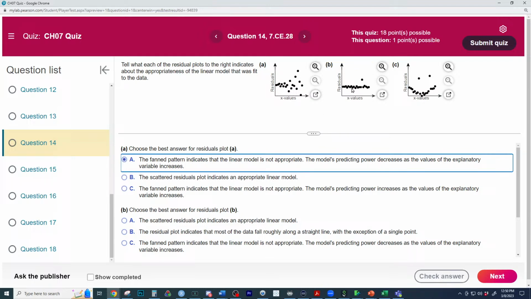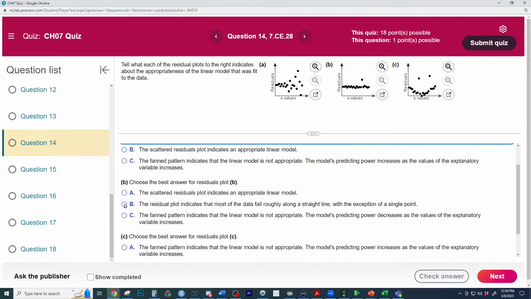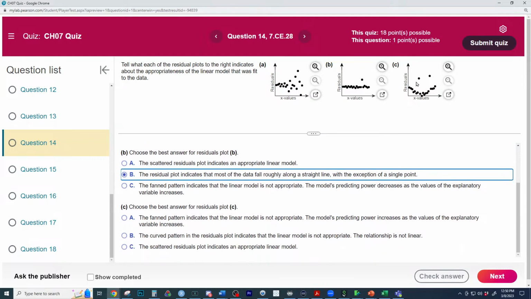This one has an outlier right here. Once again, the linear model is good. The line is through the center of it. And there's an outlier right there. So it's a single point. This one has multiple outliers, also a curved pattern.